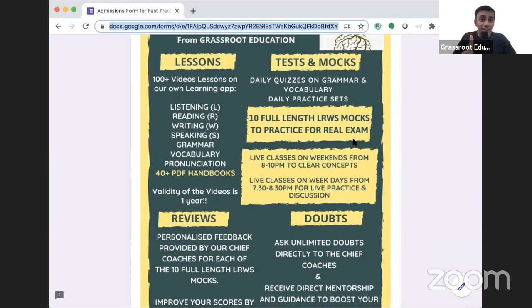Now, this is one cycle. LRWS, this is one mock. Like that, you're going to be doing 10 such mock tests. Okay, so that's why this program is really intensive and is really targeted towards achieving your IELTS scores.